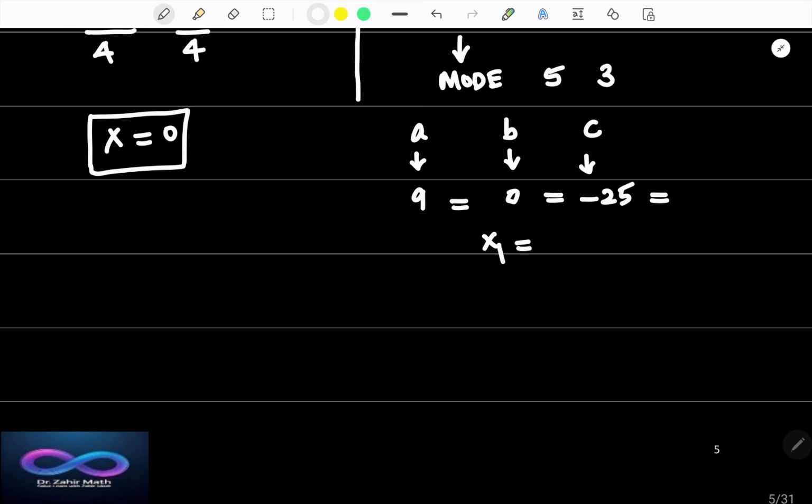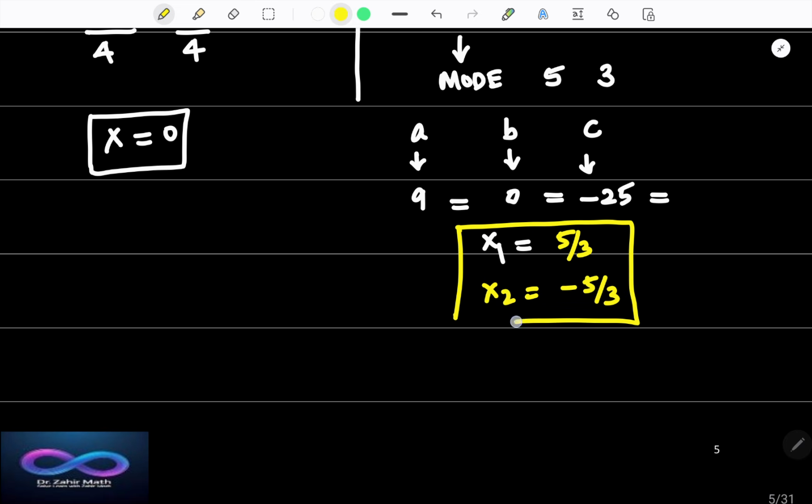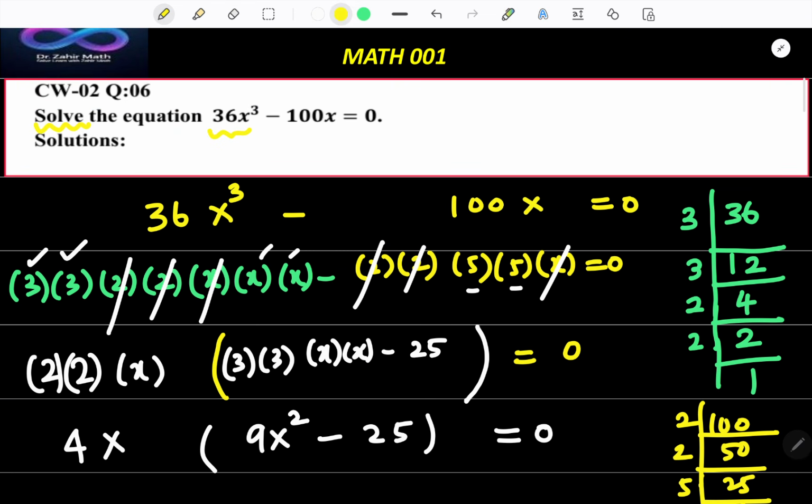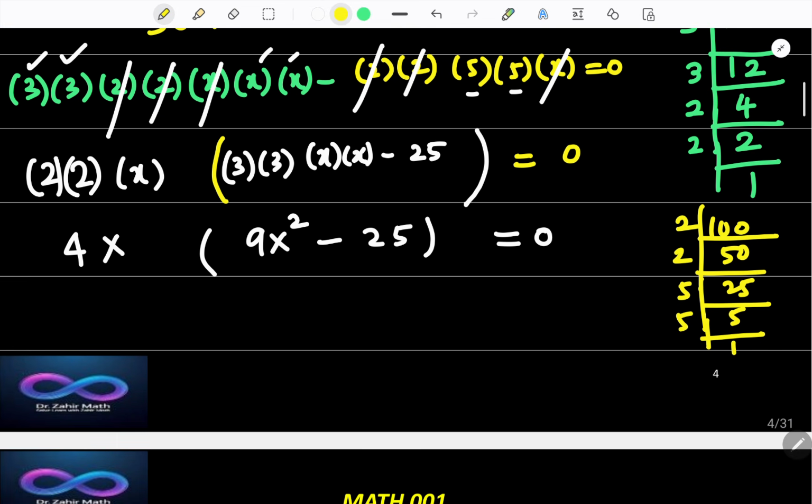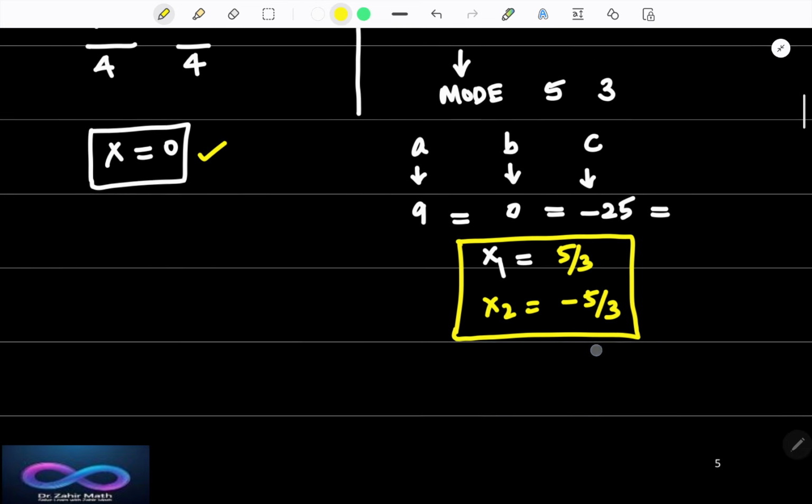You will get two answers. x1 equals how much? Let me use the calculator. Yes, x1 equals 5 by 3 and x2 equals negative 5 by 3. So these are the two answers from this side and this is the third answer. Look here. What is the degree of this equation? Power 3. So if it is power 3, how many answers you should get? 3 answers you should get.